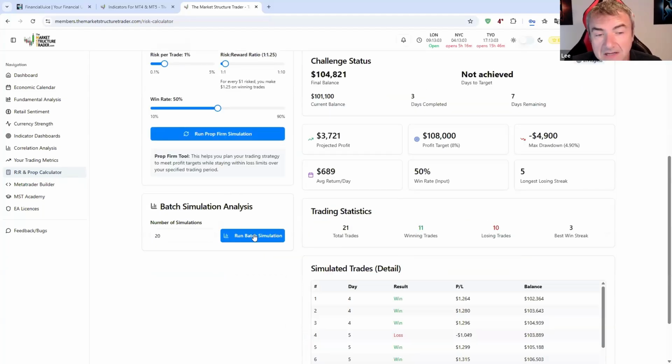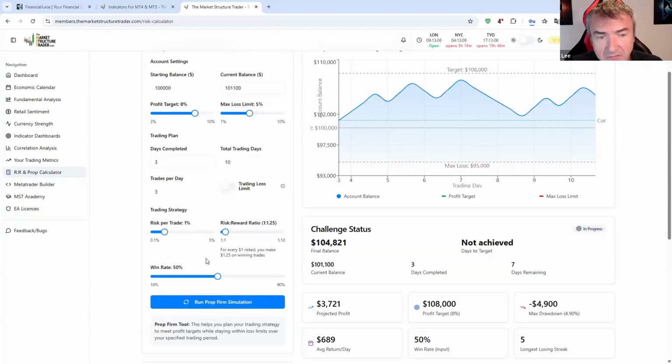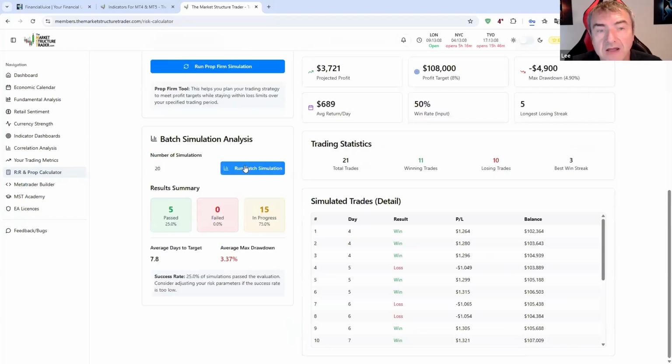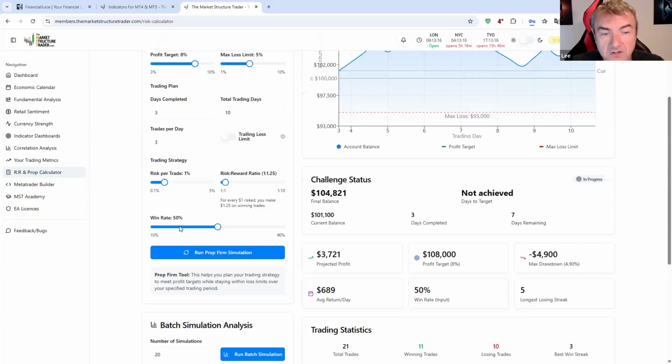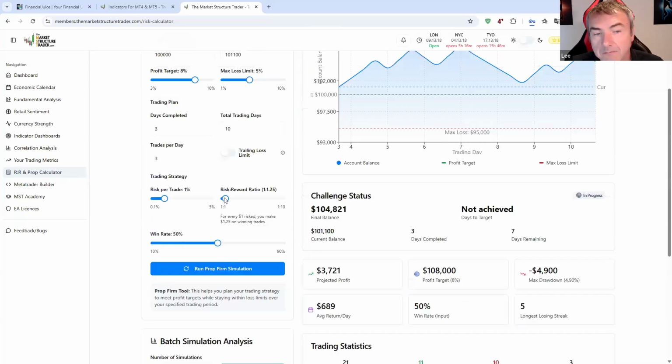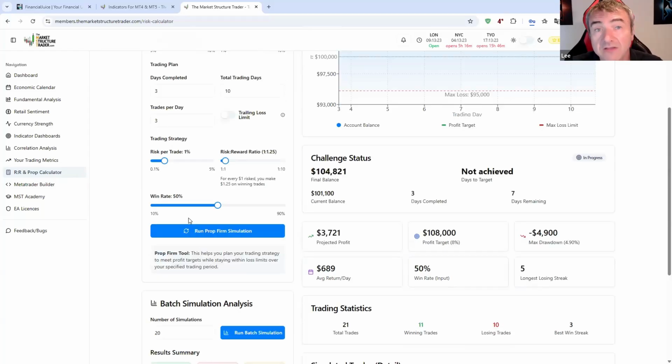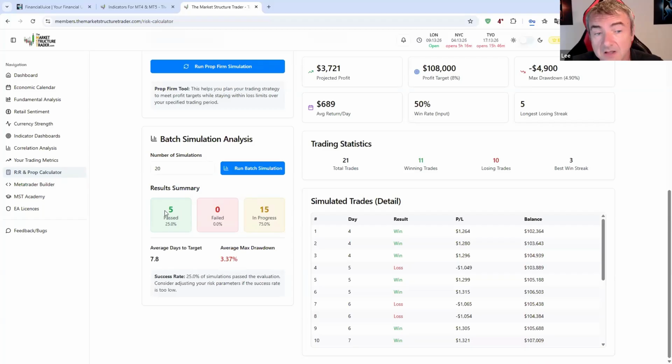You can also run batch simulations with these settings. So I can say run 20 batches, what would have happened? 15 of them, I wouldn't have blown the account, but I wouldn't have passed. 5 of them, I would have passed. So if you can achieve a 50% strike rate with a 1.25 risk reward ratio, risking 1%, the chances are if you took 20 evaluations with a prop firm, you will get 5 of them over the line, funded. The other 15, you won't lose them.